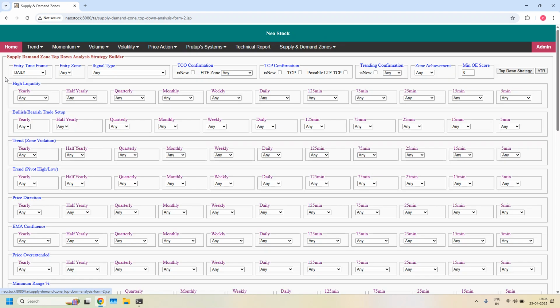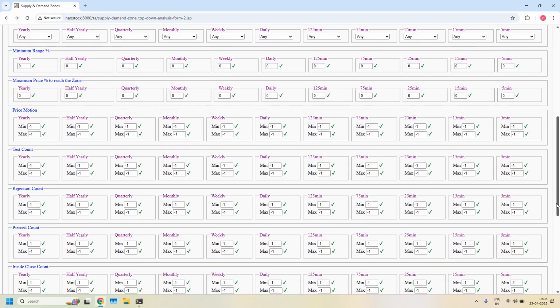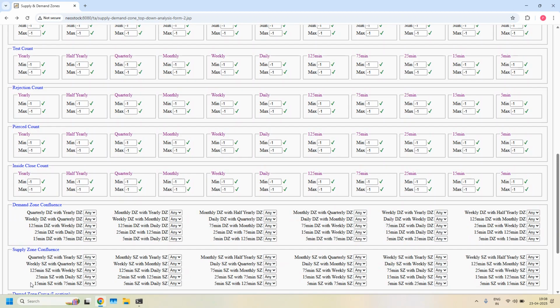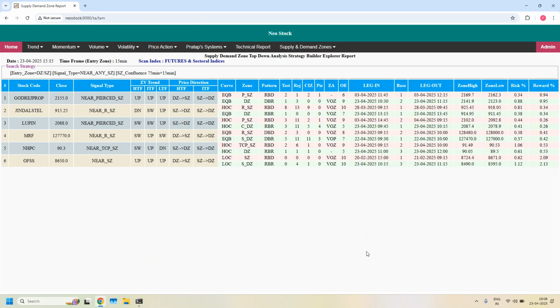Okay, next 15 minutes time frame. Stocks near the 15 minutes supply zone. We got 7 stocks. We can further filter based on the supply zone confluence, that is 15 minutes supply zone with 75 minutes supply zone confluence. With this filter we got 6 stocks. And the first one and third one are not valid because they are having pierced supply zones.